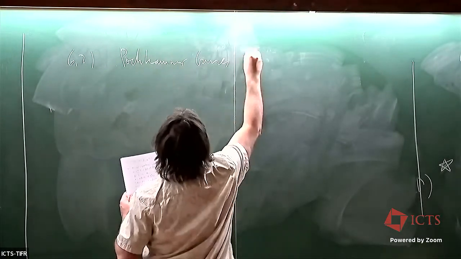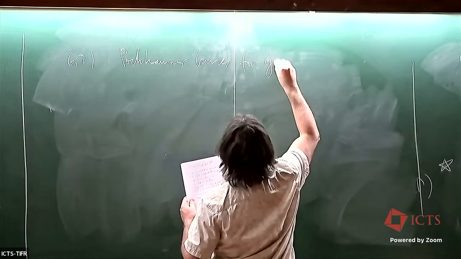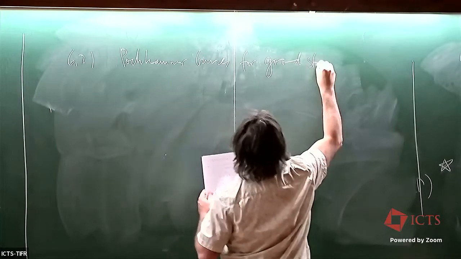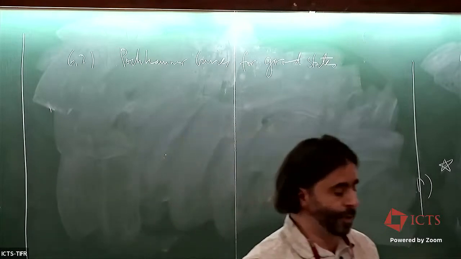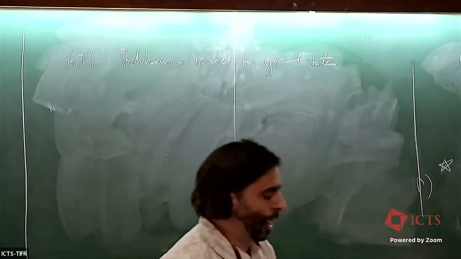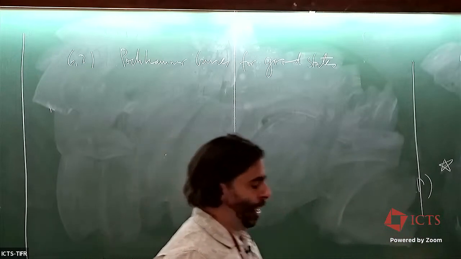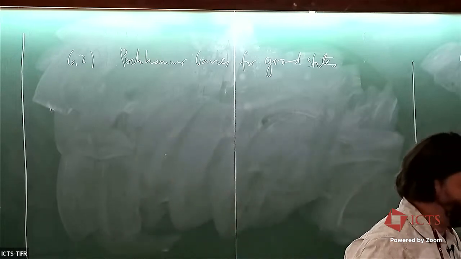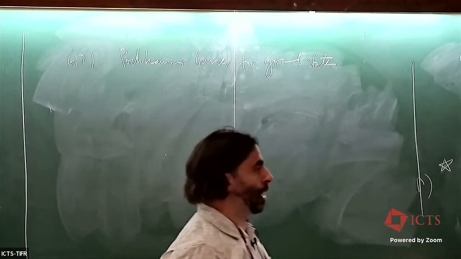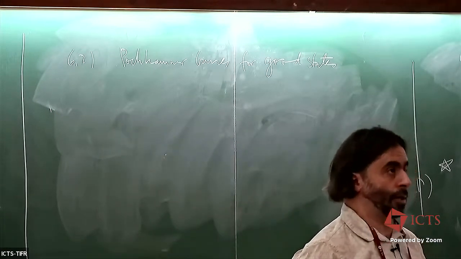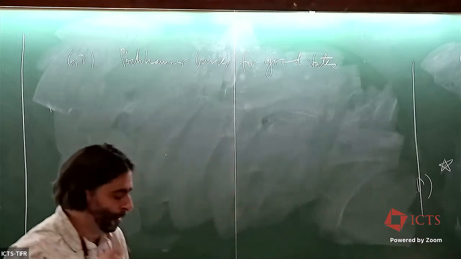Bases for ground states. Okay, so discrete bases for your Hilbert space, which have the advantage that each element of the basis has a finite L2 norm.